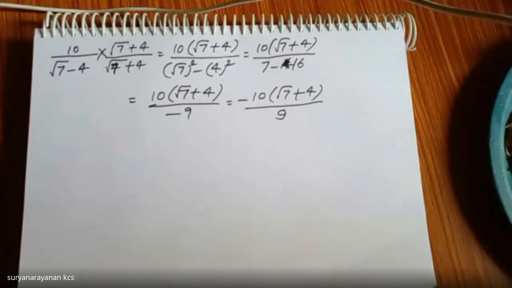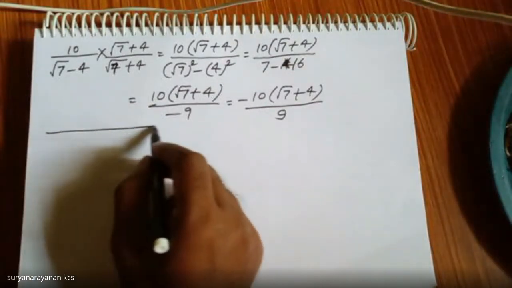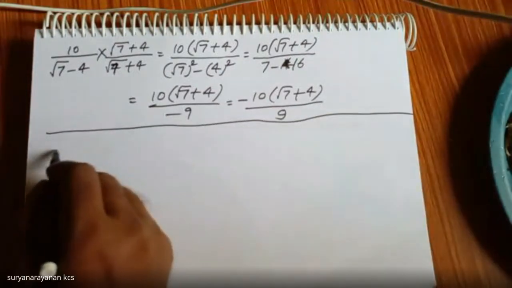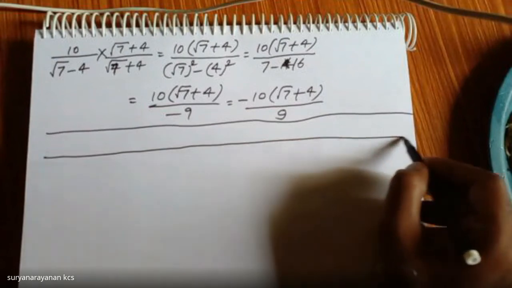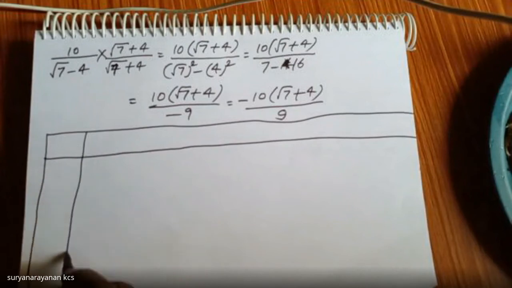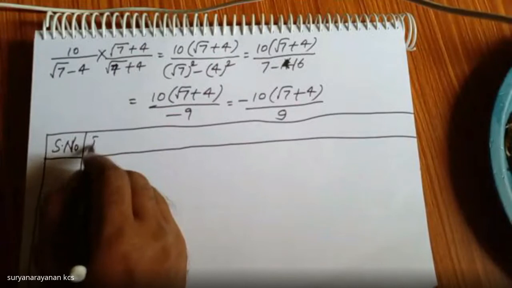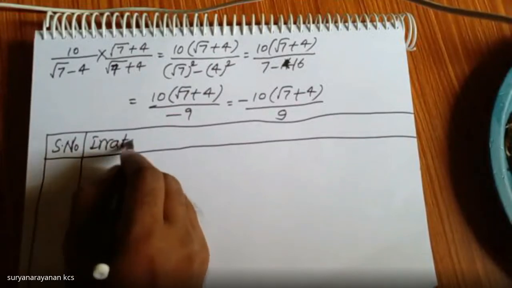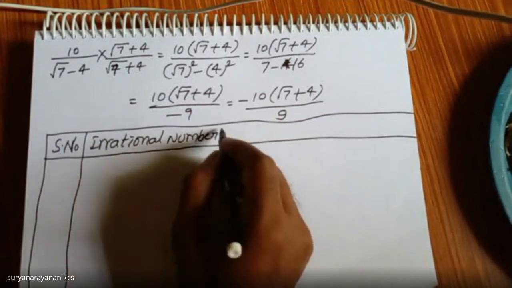Now, yes sir. I will prepare a table of which irrational numbers have what rationalizing factors. For your convenience, I am writing here some irrational numbers and their rationalizing factors. You have to remember these rationalizing factors as a formula. Irrational number.